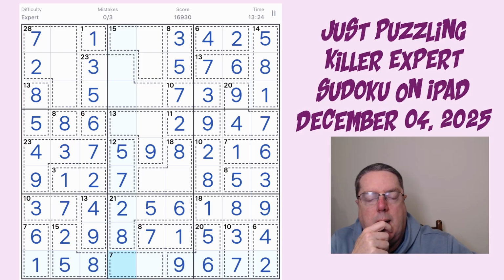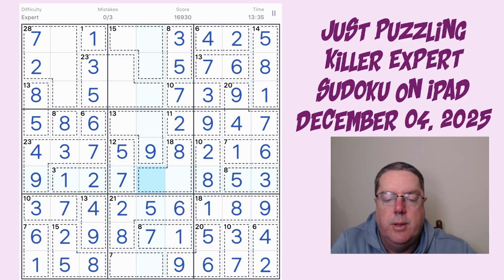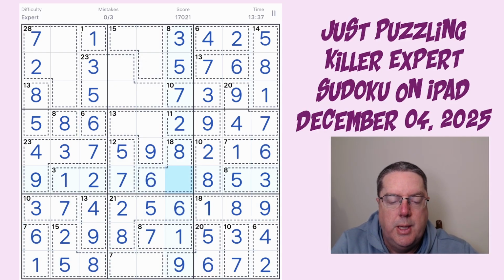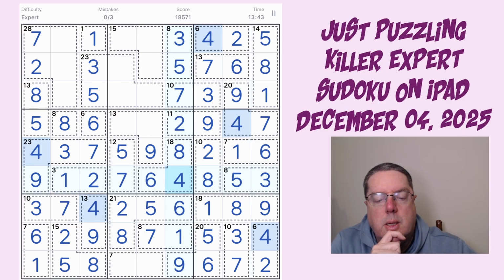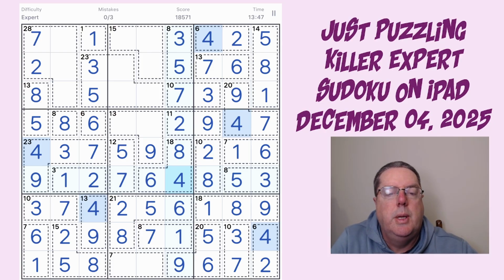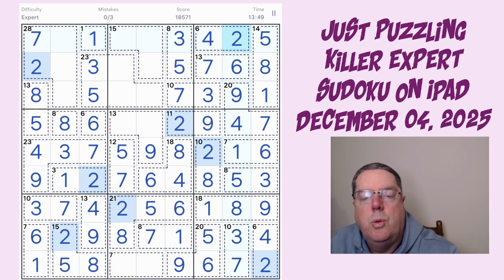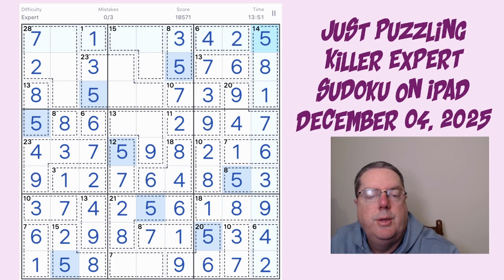4, 8, 1, 3, 8 is 6 and 4. 6 can't be there, so this is going to be a 6, leaving this to be a 4. 1 and 3 there. 3 and 4 there, so 3, 3, 3. 1, 2, 3, 4, 5, 6, 8, 9.